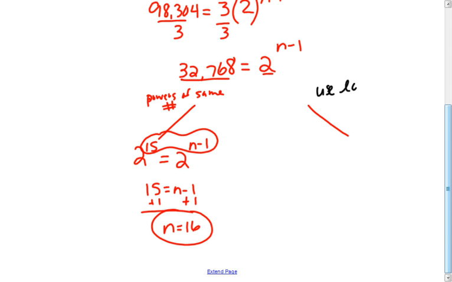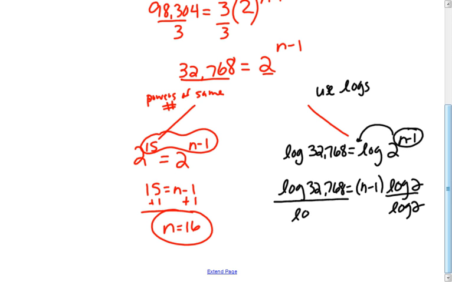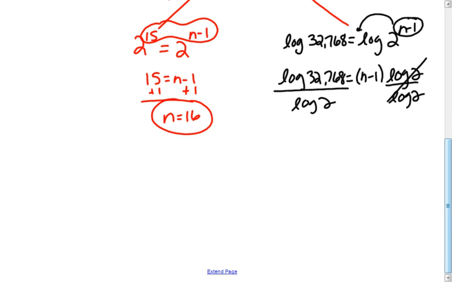The other way to solve that equation is to use logs to solve it, just to help you remember. Logs is foolproof. It will work even if you can't get numbers as the same base. So if you were to use logs, what you would do is you would take the log of both sides. I'll just kind of jog your memory here. And then if you remember your log properties, this as an exponent can come out front. And then, of course, to solve for n, you would divide by log of 2. And then those would cancel.